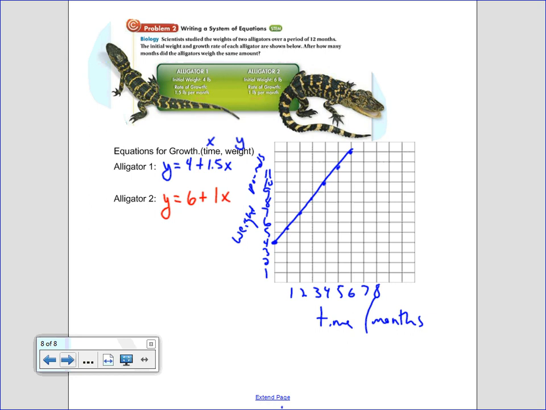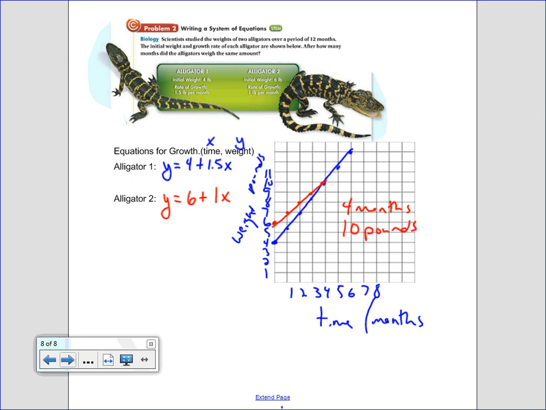Second one, we know we started at 6, and now it's only growing 1 pound every month. So where do they intersect? They intersect at 4 months. We know that they're both going to be 10 pounds.